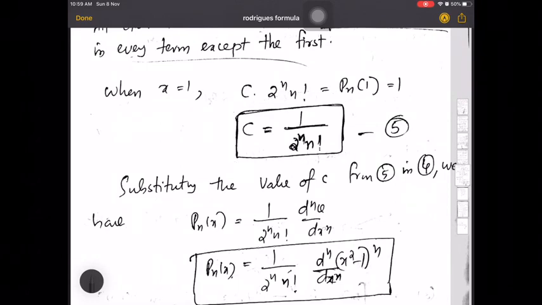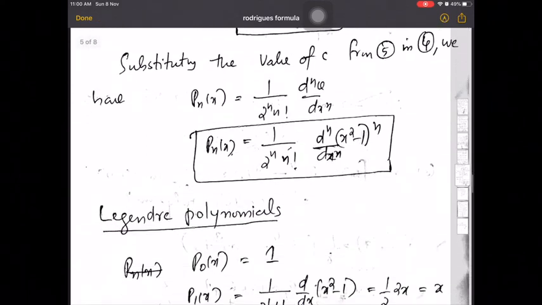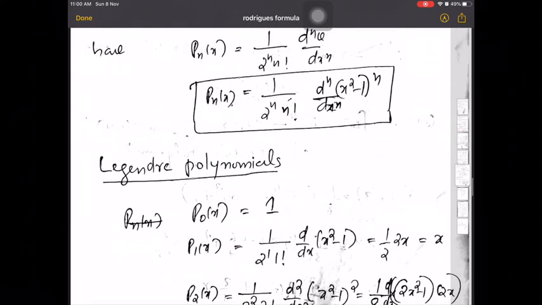Okay, now substituting this value, we have determined the value of this constant, 1 by 2 raised to n factorial. Substituting it, you will get Pn of x equal to 1 by 2 raised to n times n factorial, d raised to n by dx raised to n, the nth derivative of x square minus 1 to the power n. So this is Pn of x. We have proved it.